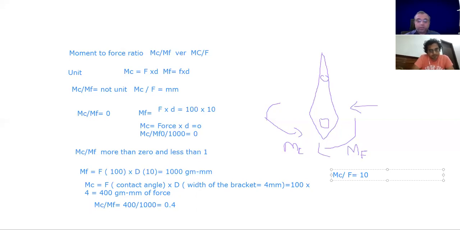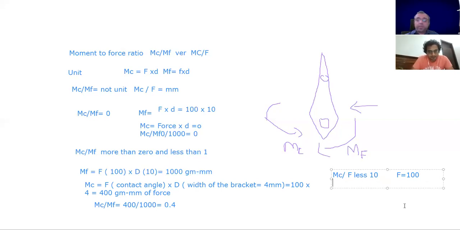So here the force is definite, that is 100 grams. The distance is basically, for controlled tipping, if the distance we consider is 10, then it should be less than that, like 9.5, even 9.9 down to 9, more than 1 but less than 10. 10 is for bodily movement. So the moment of couple to force ratio is less than 10, as we have decided that we will keep the force level at 100.